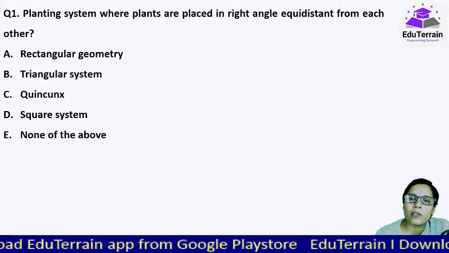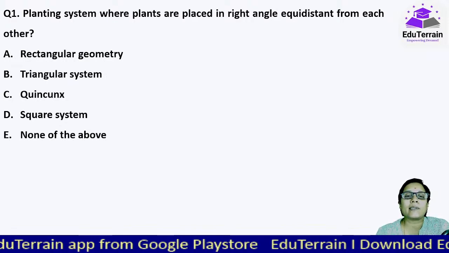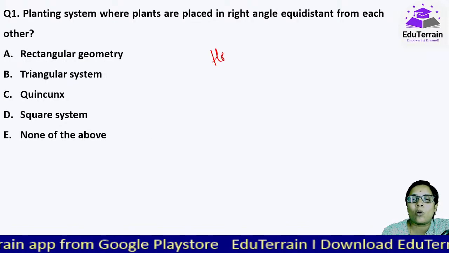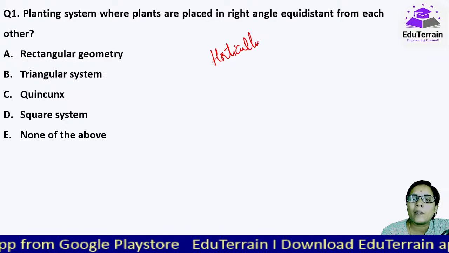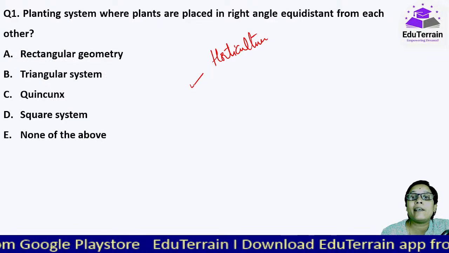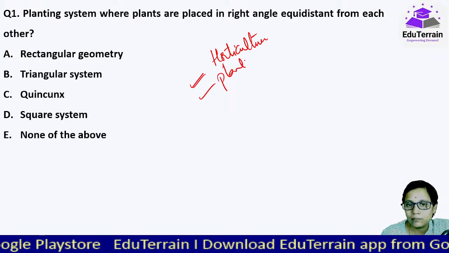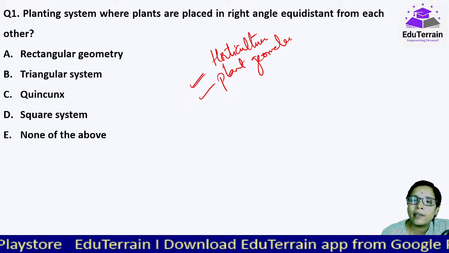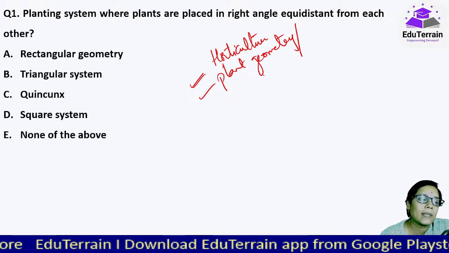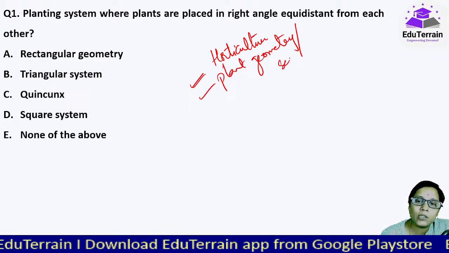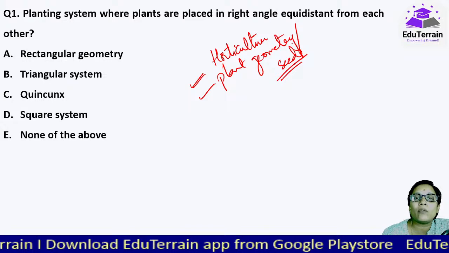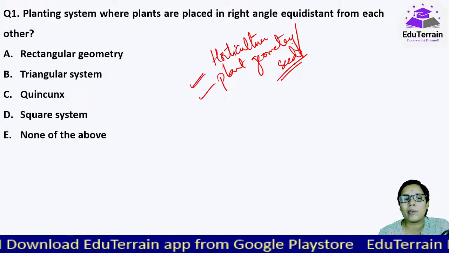So the first question is from the planting systems, ये आएगा आपको horticulture में भी आएगा. Okay, what are the planting systems? That is plant geometry. Okay, and the same plant geometry will also be witnessed in the seeds and sowing part: in what pattern the seeds can be sown.